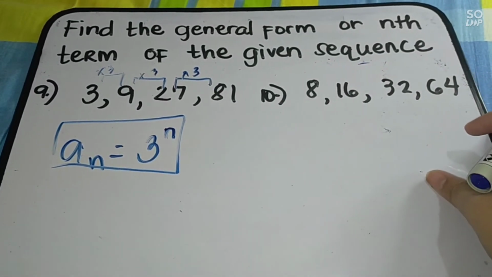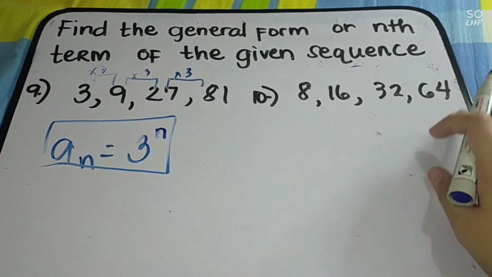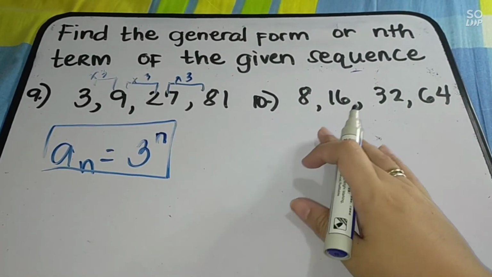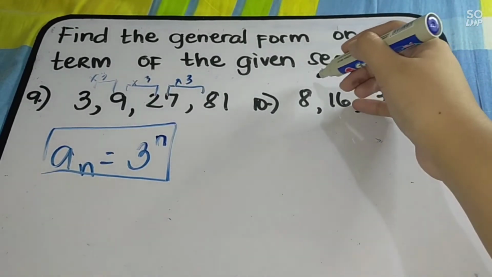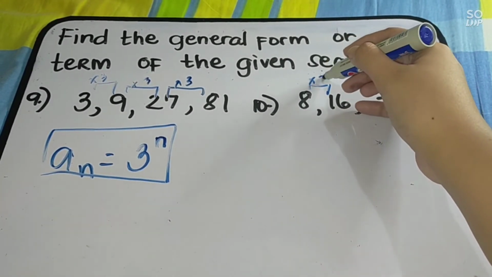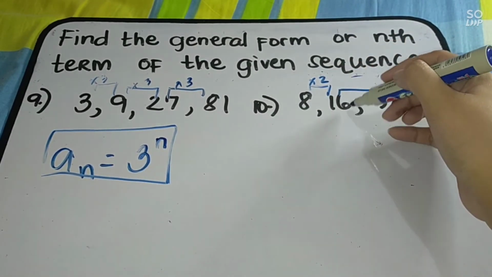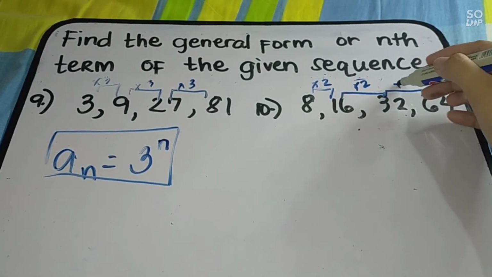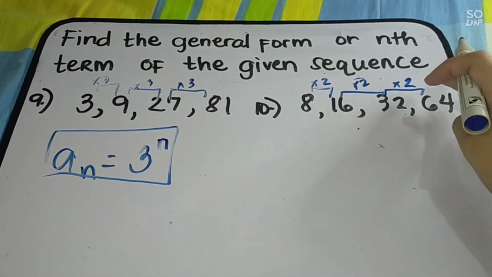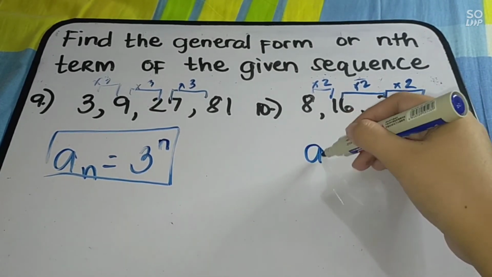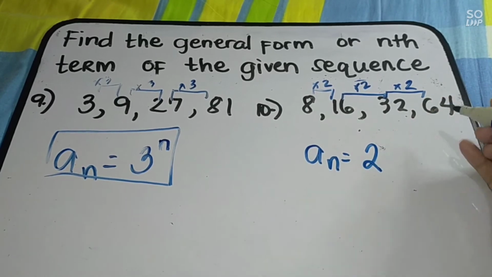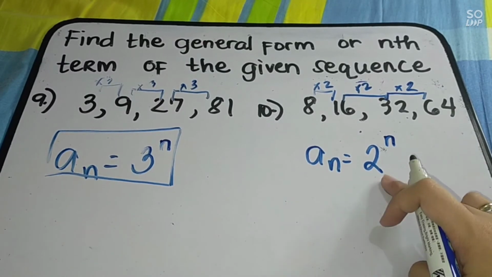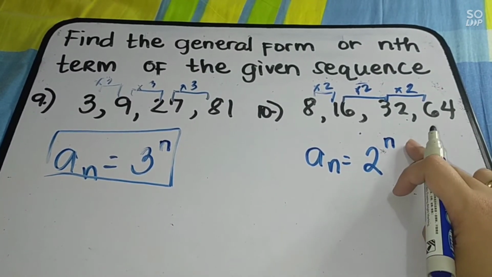Is it clear? Next, we have 8, 16, 32, 64. As you can see, this one is again not by addition. It is multiplying again. What is it multiplying by? Times 2. Look. 8 times 2, 16. 16 times 2, the answer here is 32. 32 times 2, the answer is 64. So, your base would be 2. So, you have your a sub n, then your base is 2. Then, your exponent is n. Now, if you do 2 raised to n there, your answer there is just 2.